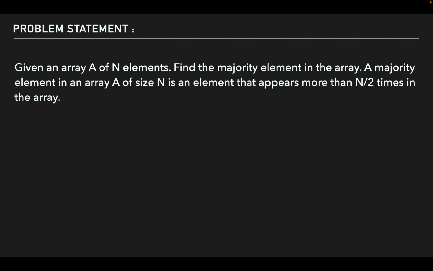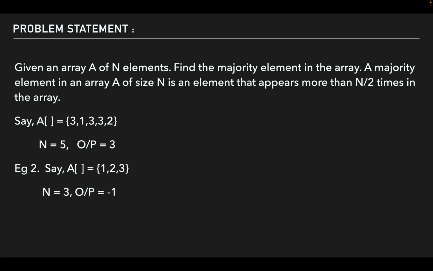I'll give two examples to make it clearer. So say we have this array. Here n is equal to 5. So n/2 will be 5/2, that is 2. Now we need to find an element which appears more than twice in this array in order to find out the majority element. So from this array it is clearly evident that 3 is the majority element.